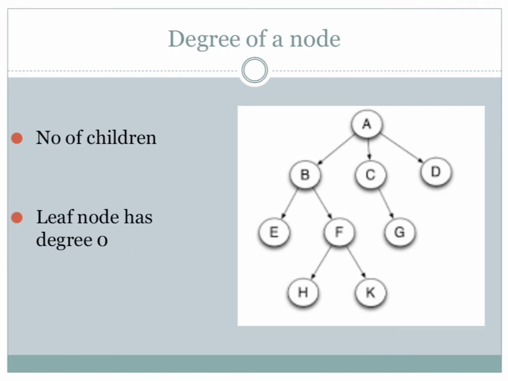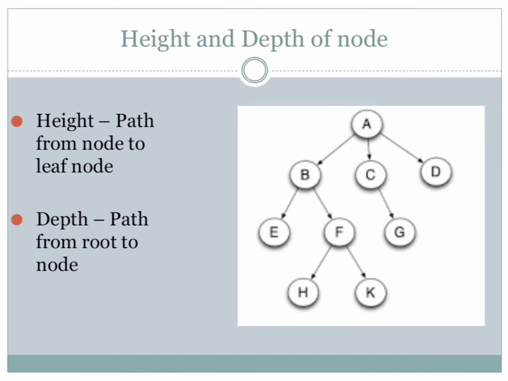The degree of a node. The degree of the node is nothing but the number of children a node has. A has 3 children, so the degree of A is 3. And likewise it goes on. For leaf nodes, as there are no children, its degree is 0. You can clearly recognize it using those diagrams. The degree of the node B is 2 and it goes on.